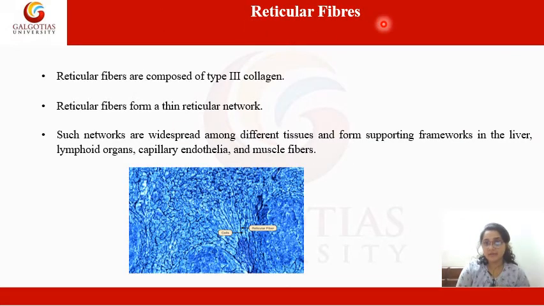Looking at the reticular fibers, which are another type of fibers in the connective tissues. Now, reticular fibers are composed of type 3 collagen. Reticular fibers form a thick reticular network, as we can see from this diagram. Such networks are widespread among different tissues and form supporting frameworks in the liver, lymphoid organs, capillary endothelia, and muscle fibers.